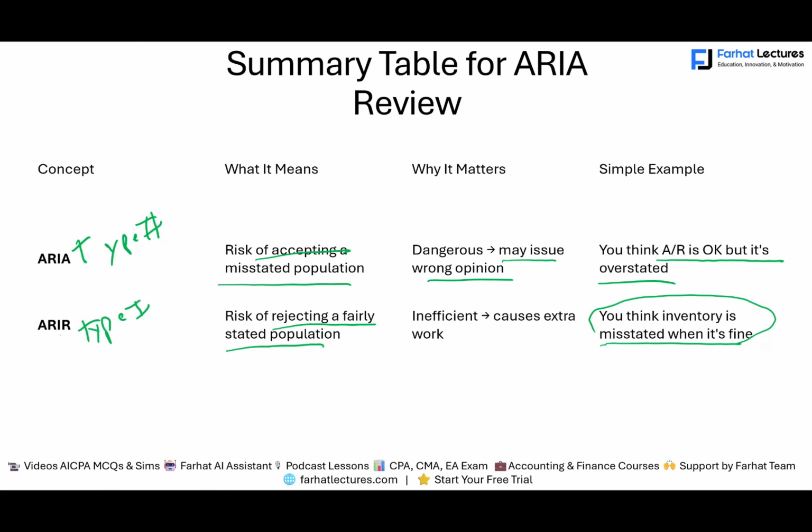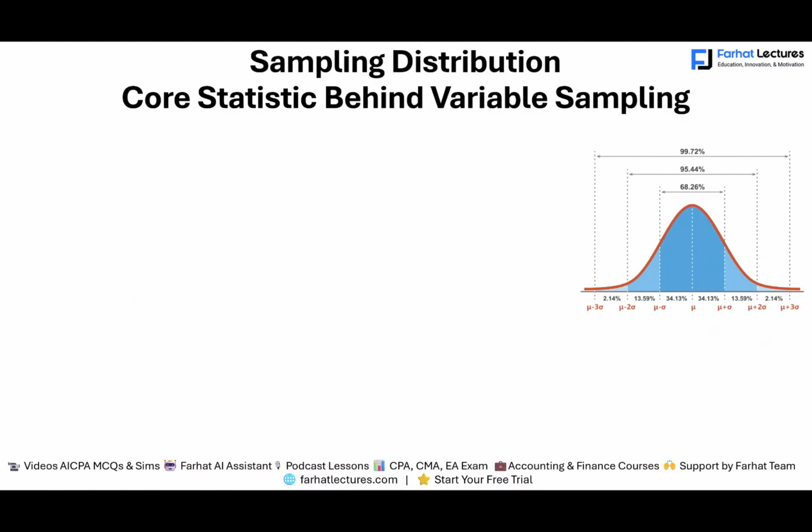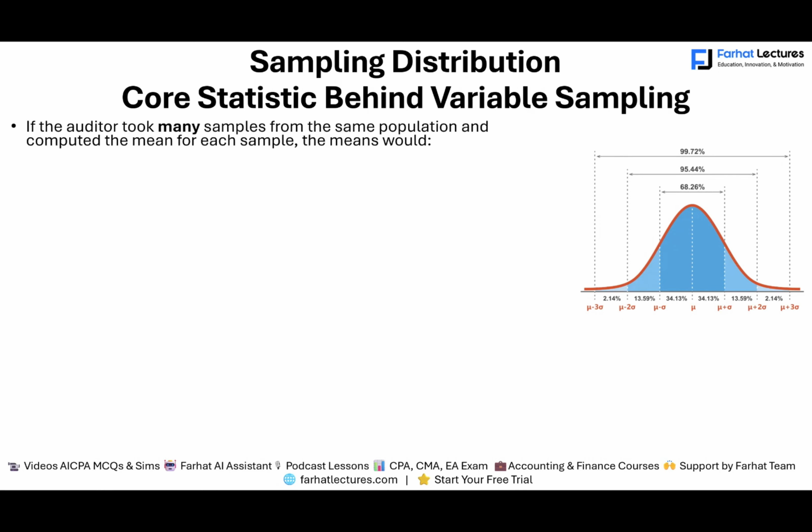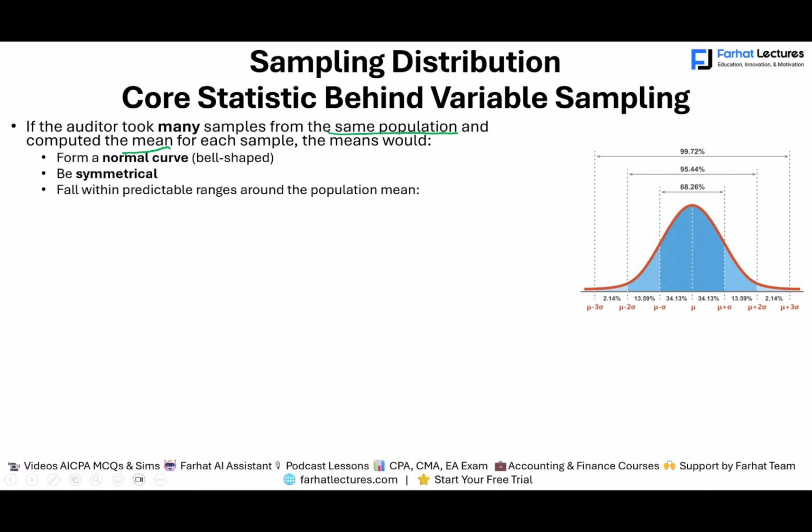So you rejected something. Now we have to understand something about the sampling distribution, and this is a core statistic behind variable sampling. Here's what we have to assume. We have to assume that we have a normal distribution, and if the auditor took many samples from the population and computed the means, they would form a normal curve. A normal curve is a bell-shaped curve. It's symmetrical. It falls within a predictable range around the population.